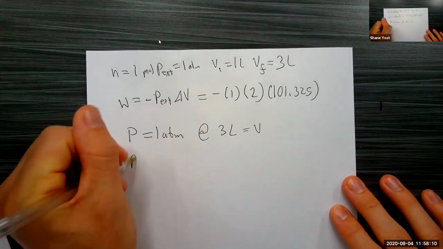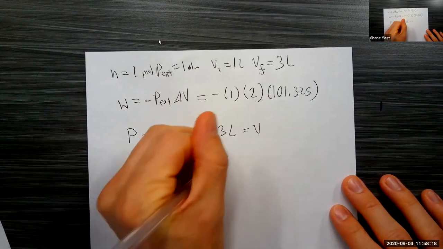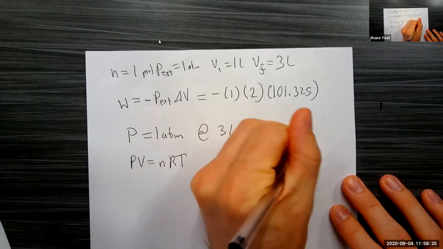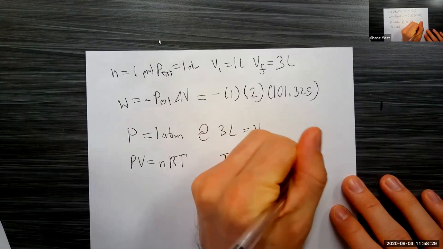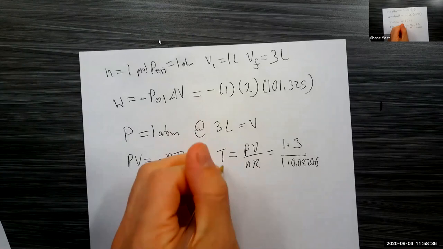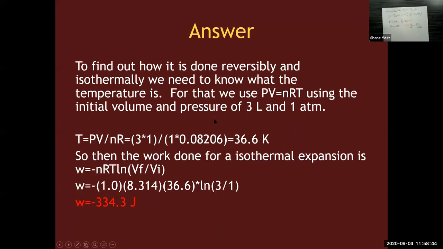So that means I can calculate the temperature using the ideal gas law, because I know the number of moles, the pressure, and the volume, so I can solve for temperature. Temperature is equal to PV over nR, which is 1 times 3 over 1 times 0.08206. That will give me the temperature my gas is at once it finishes expanding, which is equal to 36.6 Kelvin. So a very cold temperature. And that's what you get when you make up numbers for problems. Sometimes you get really weird numbers, but yeah. So 36.6 Kelvin.